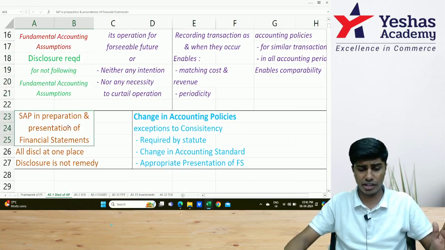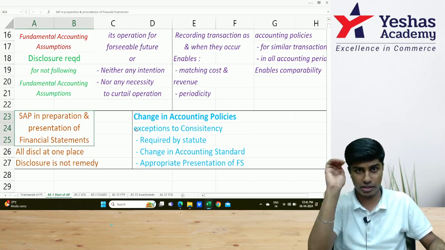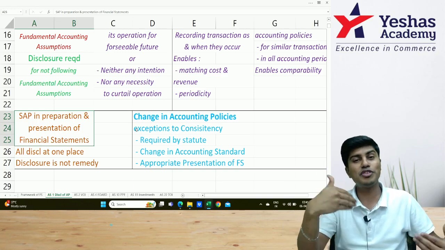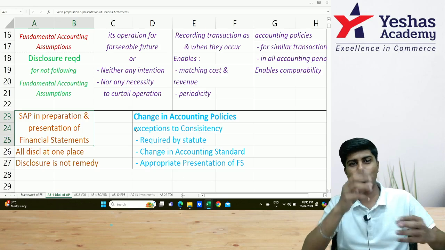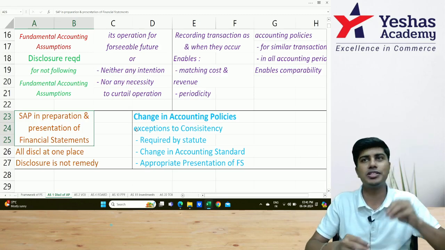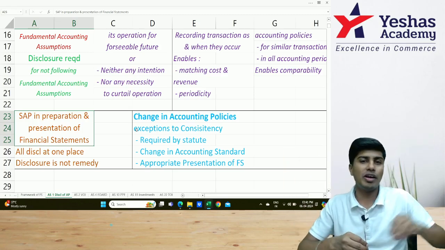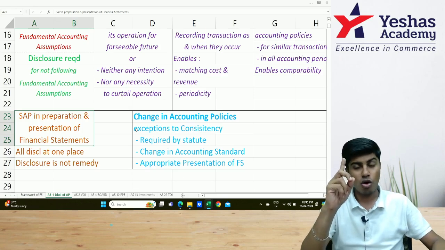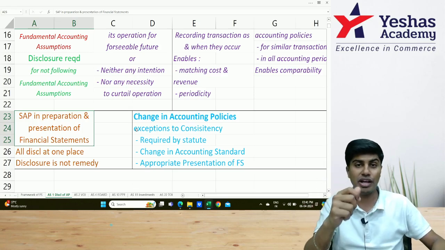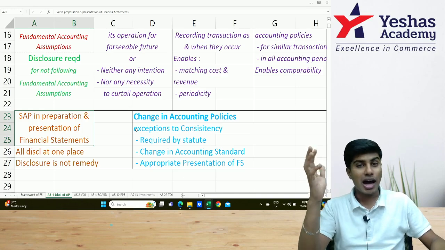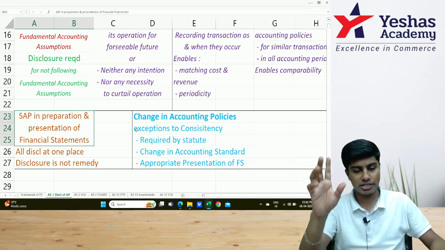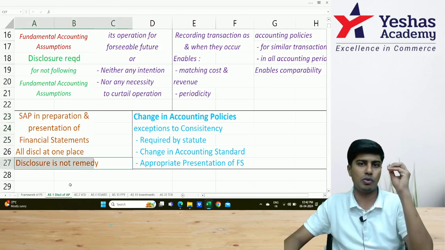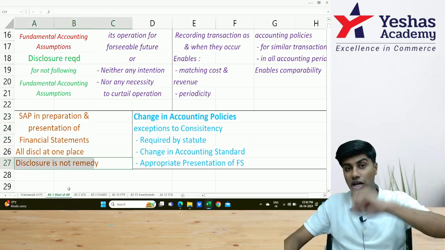All of these significant accounting policies, what we call as SAP, followed in preparation and presentation of financial statements, should be disclosed. Now, can I disclose this in various places? I'll disclose one accounting policy in balance sheet, one in P&L, one in cash flow statement. No, you need to disclose all of them at one place. All the accounting policies which are significant, which are followed by the organization, are required to be disclosed at one place.